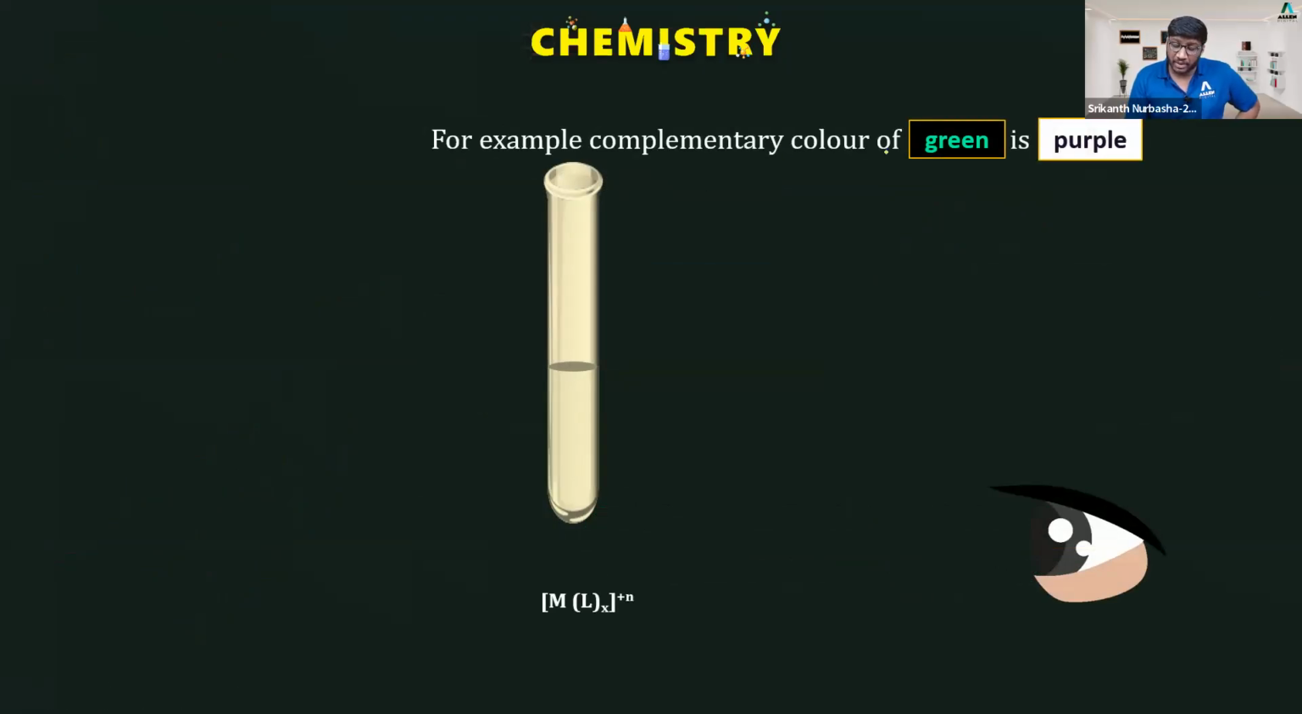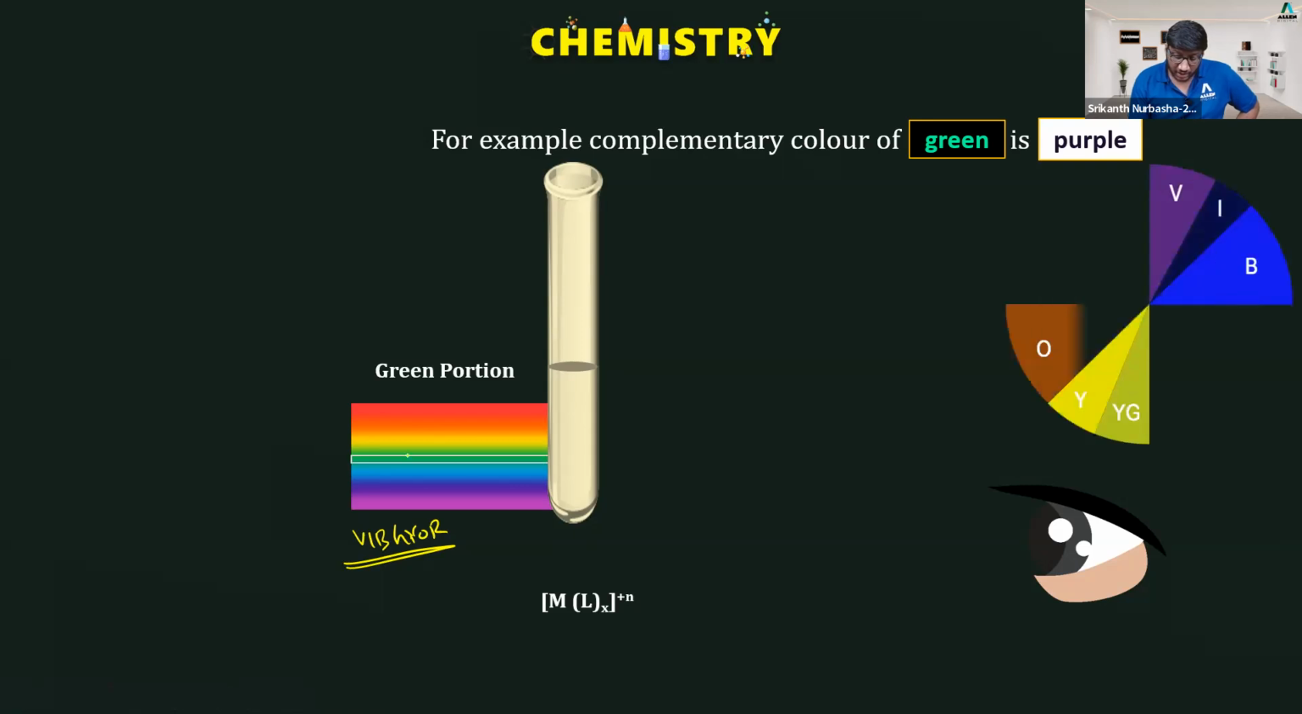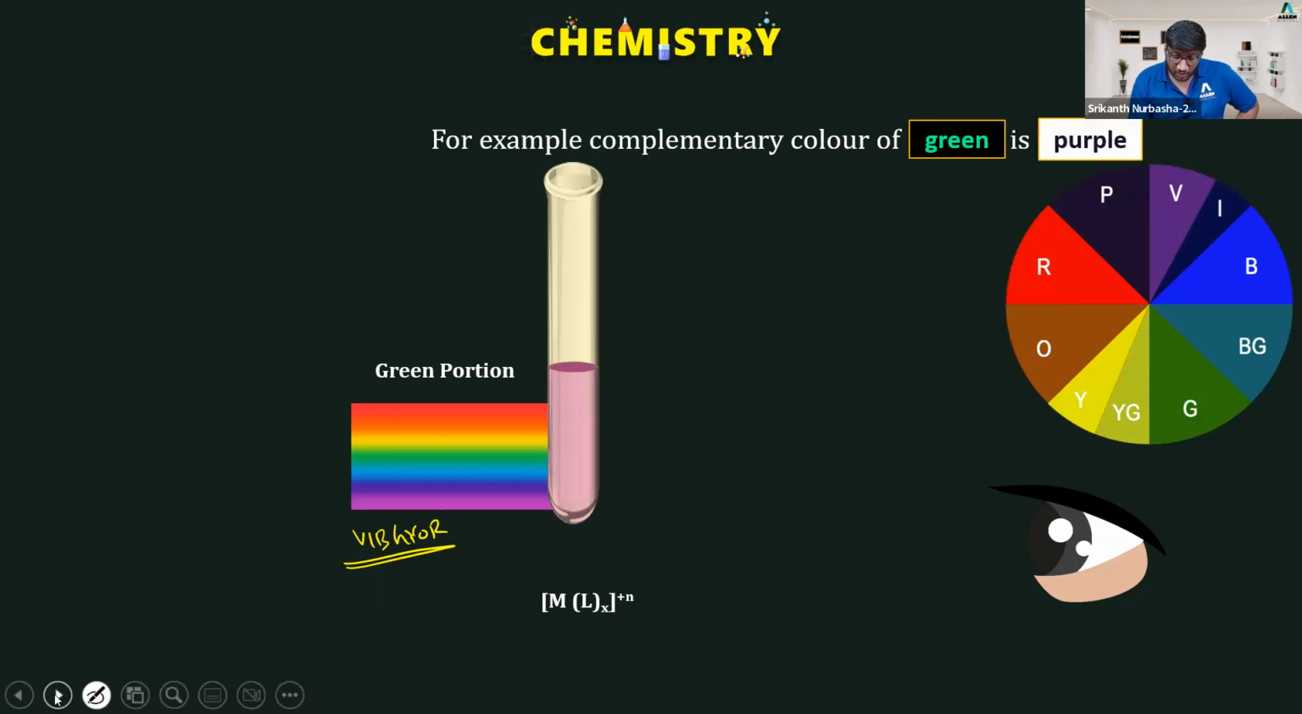For example, the complementary color of green is purple. Let us look at the same thing now. I am giving VIBGYOR of radiation, all the colors, white light I am passing through some complex in a test tube. This complex is absorbing some green portion. Yes or no? So the green portion of that VIBGYOR has been absorbed by this complex. But what color does the complex look? It looks violet, purple in color.